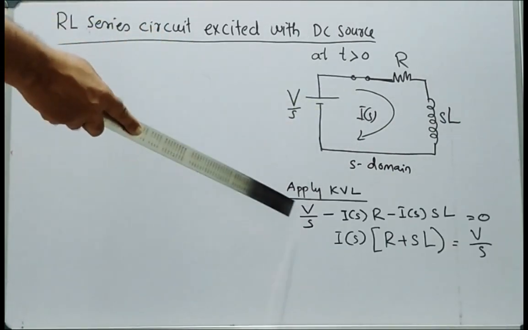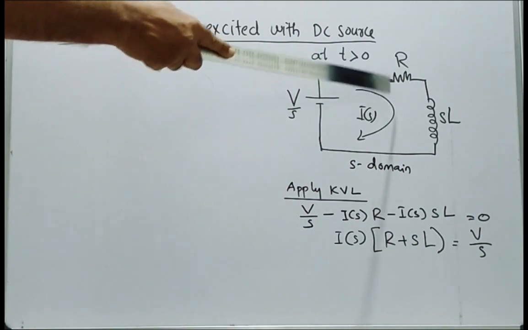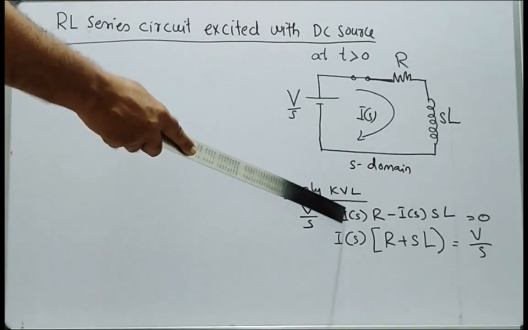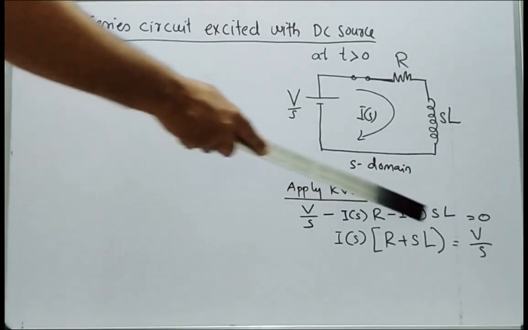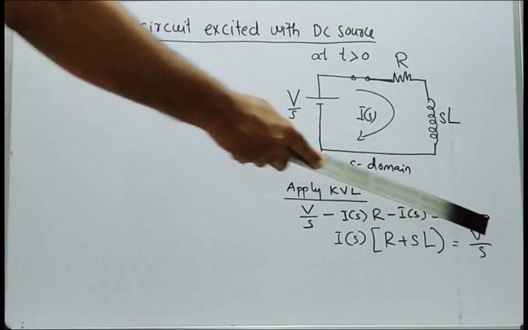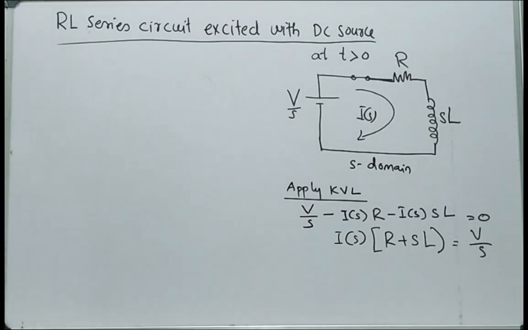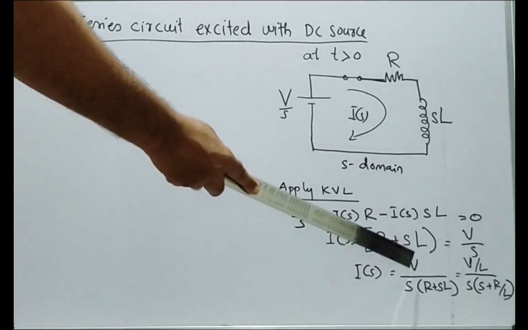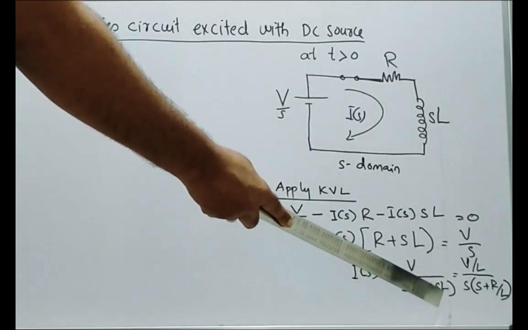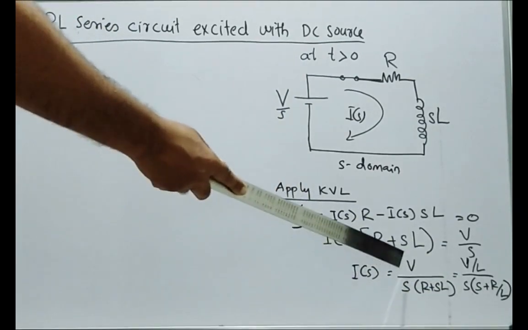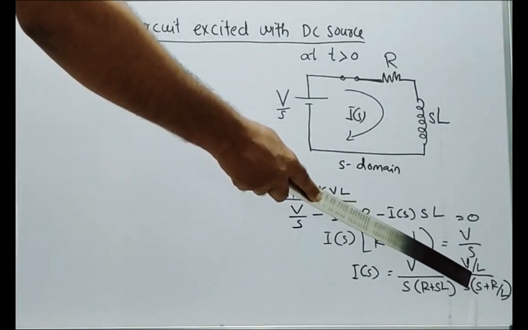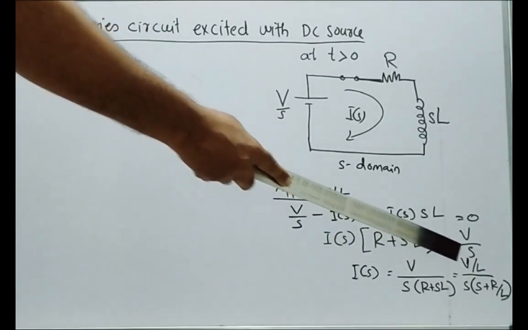So the equation becomes V by S minus I(S) into R minus I(S) into SL is equal to 0. Taking I(S) common, I(S) into R plus SL is equal to V by S. Further simplifying, we obtain I(S) as V by S into R plus SL. Taking L out of this term, we can write this equation as V by L by S into S plus R by L. In order to solve this, we need to do partial fraction expansion.